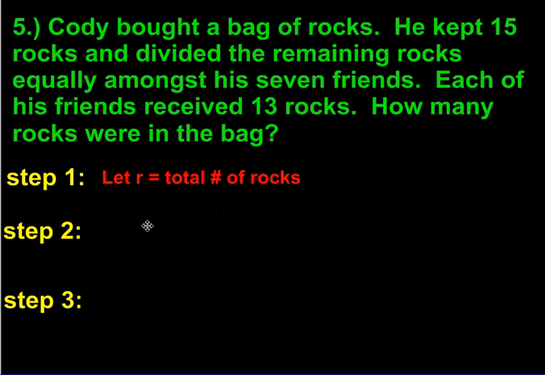Then we need to create an equation. So we have R, the total number of rocks, minus the 15 that Cody kept, divided by 7, his friends, equal 13. So in this case, we want to get rid of this 7. So we're going to multiply by 7 on both sides. And that's going to cancel these two out. And we're going to be able to bring down our R minus 15 and then the answer to 7 times 13. So R minus 15 equals 91.